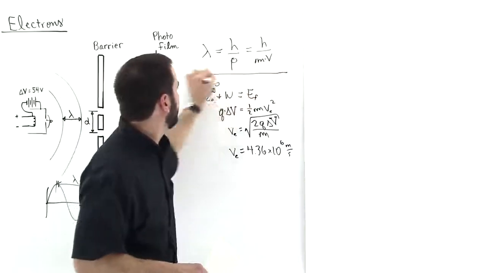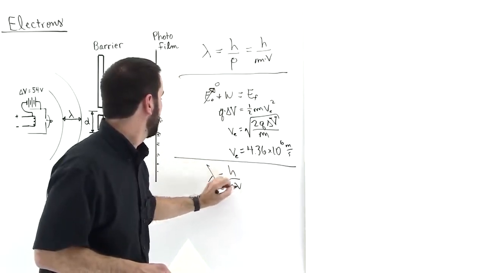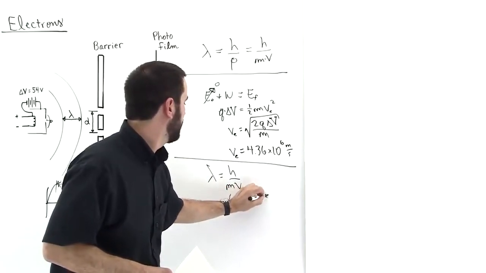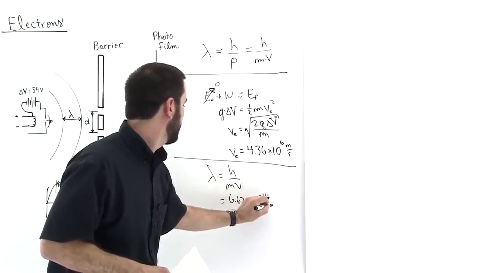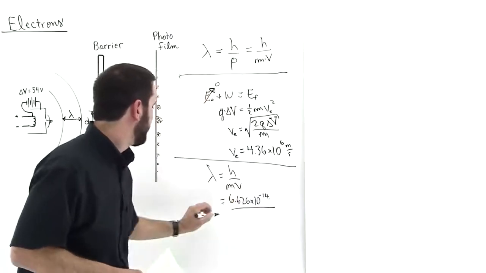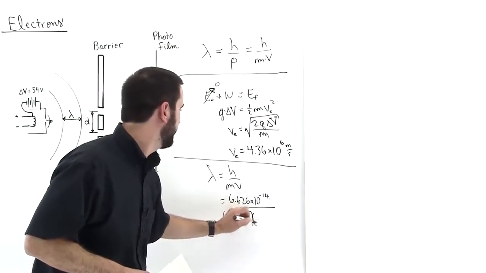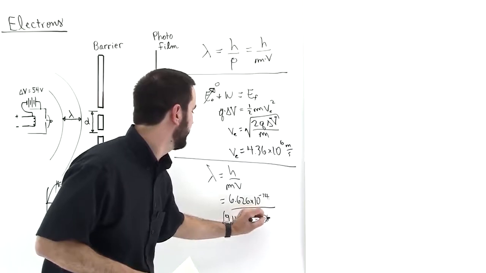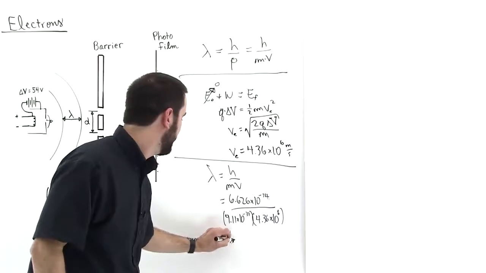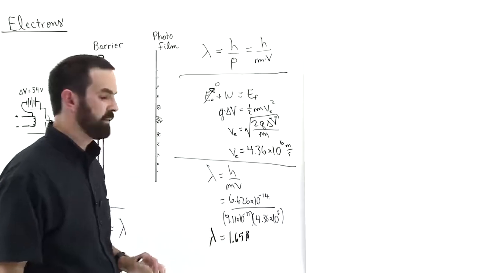Okay, then back to de Broglie. Lambda is equal to h over mv. h is Planck's constant, 6.626 times 10 to the minus 34, divided by the mass, 9.11 times 10 to the minus 31, times the velocity, which we just calculated, 4.36 times 10 to the 6th. And if we calculate this number, we will get 1.65 angstroms for the wavelength.